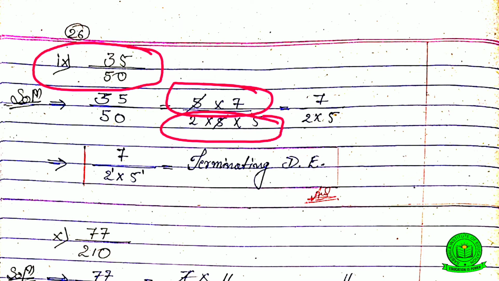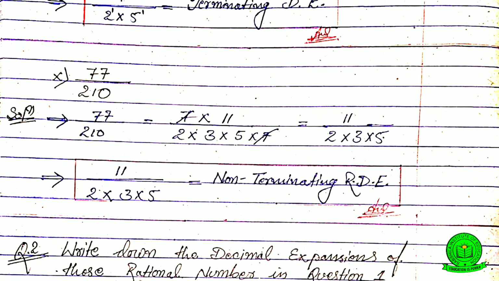So 7 by 2 into 5 we have. So 2 and 5 are in the denominator, so it will be a terminating decimal.